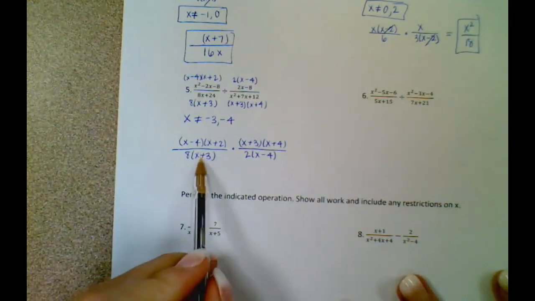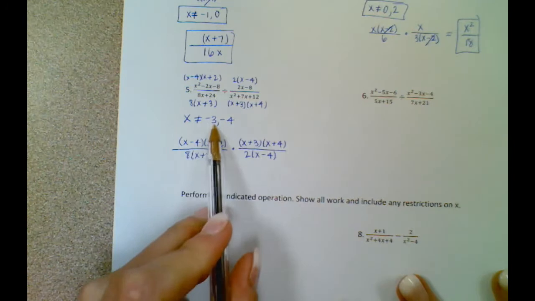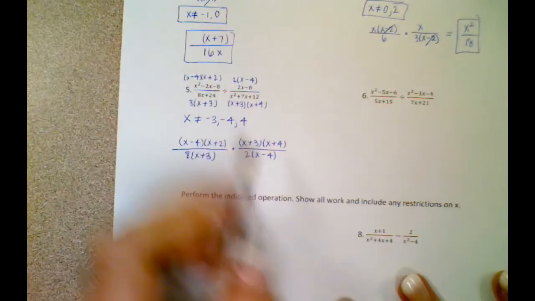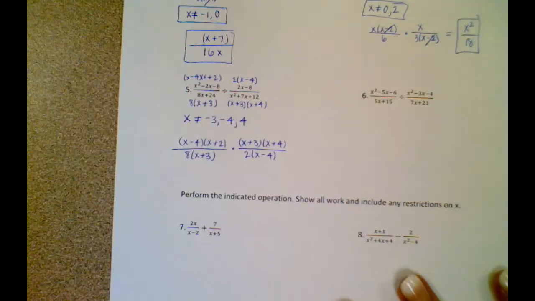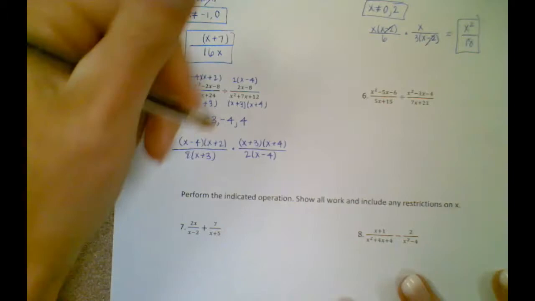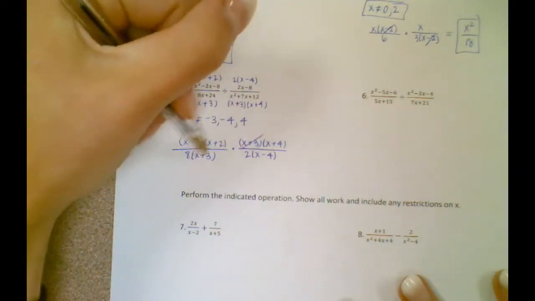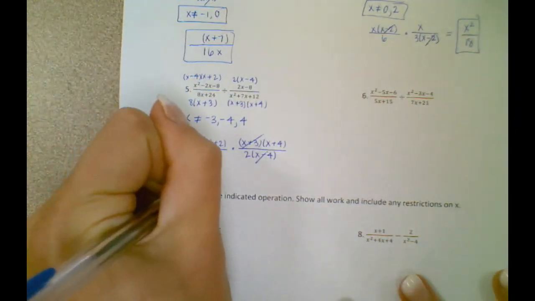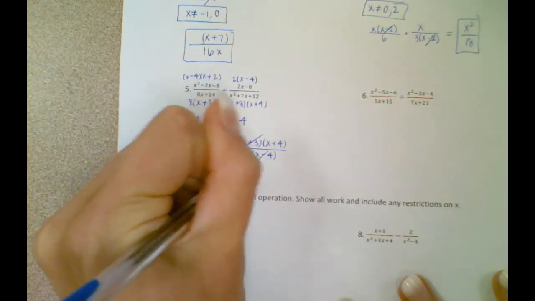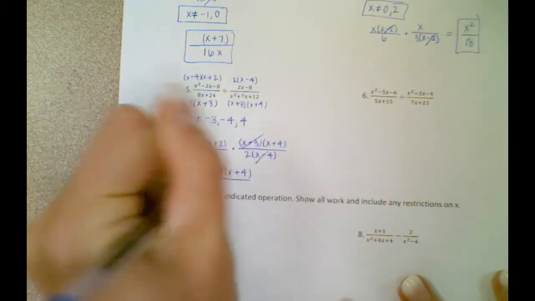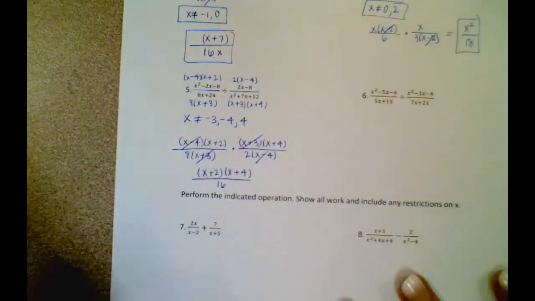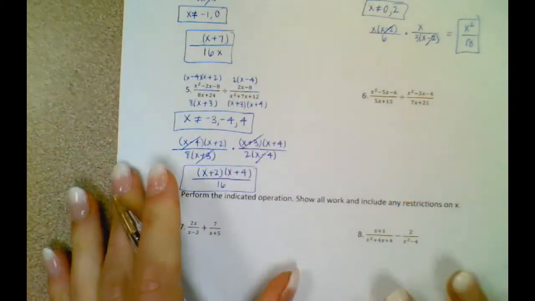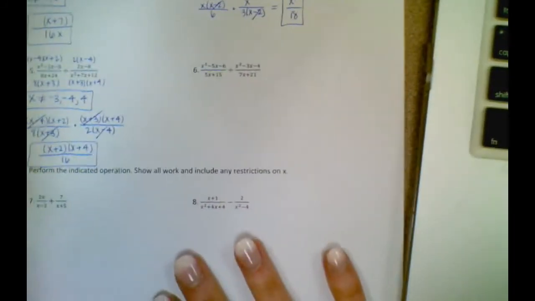And then let's check our restrictions. X can't be negative 3, x can't be positive 4, and I don't have that one in there. 4 minus 4 is 0. So now I have all my restrictions. All right, now let's go ahead and divide out any like terms. So it looks like I'm left with x plus 2 times x plus 4, all divided by 8 times 2 is 16. Okay, and these were my only restrictions. There's nothing else to add down there. All right, number 6.